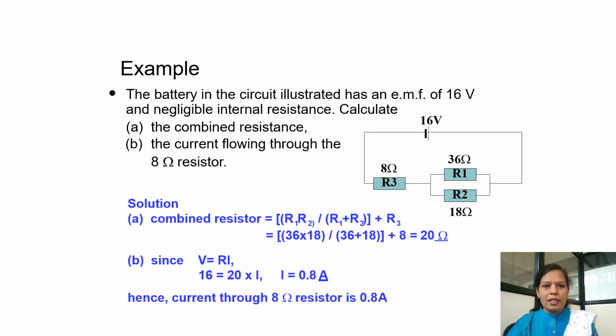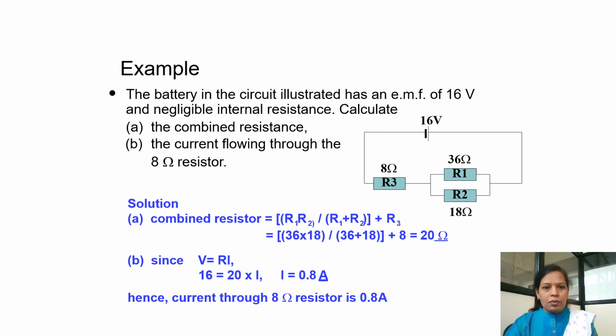In the third example, the battery in the circuit illustrated has an EMF of 16 volt and negligible internal resistance. Calculate the combined resistance and the current flowing through the 8 ohm resistance. If you see the circuit diagram, there are three resistances R1, R2 and R3. Resistances R1 and R2 are connected in parallel and this parallel combination is connected in series with R3. Therefore, the equivalent resistance of the circuit will be 20 ohm.